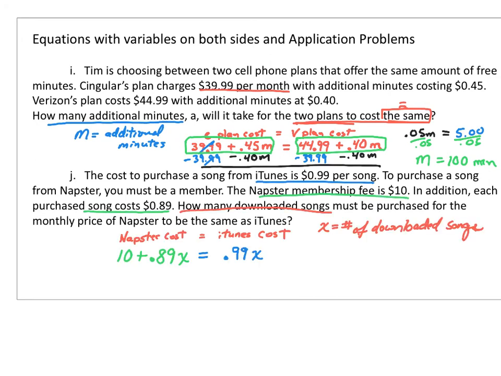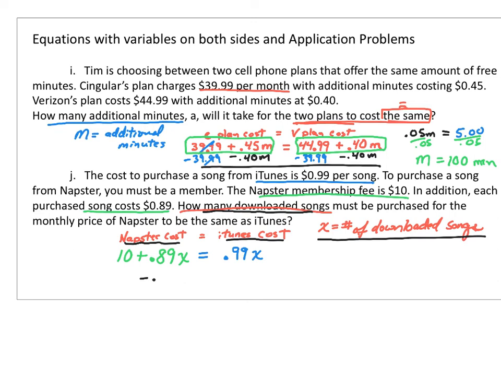Okay, so check, see how we're doing so far. And we're looking for how many downloaded songs. So I let x equal the number of downloaded songs. And we're trying to make the price of the Napster cost the same as the iTunes. So I wrote the Napster cost equals the iTunes cost. That's what we're trying to achieve with our number of downloaded songs. The iTunes costs 99 cents per song, and there's no membership fee. But Napster costs 89 cents per song, but there's a $10 membership fee. So there's our equation. How did we do?